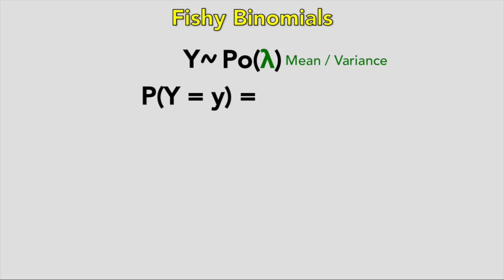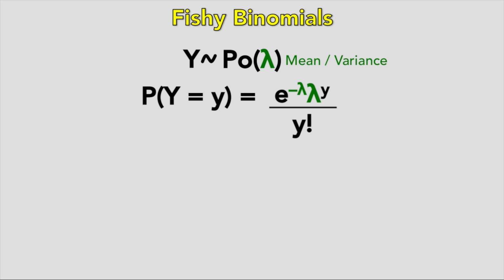So here, Y is distributed in a Poisson way with respect to lambda, which is a little Greek thing again. Lambda is the mean and the variance, making finding the mean and variance of Y very, very easy. The probability of Y being a value little y is given by e to the power of minus lambda multiplied by lambda to the power of y all over y factorial.